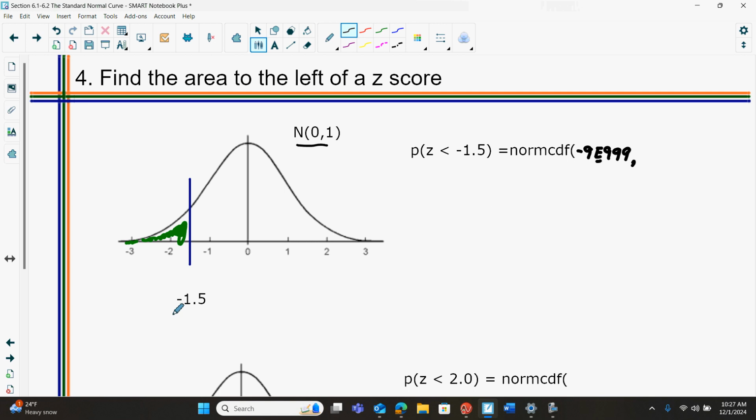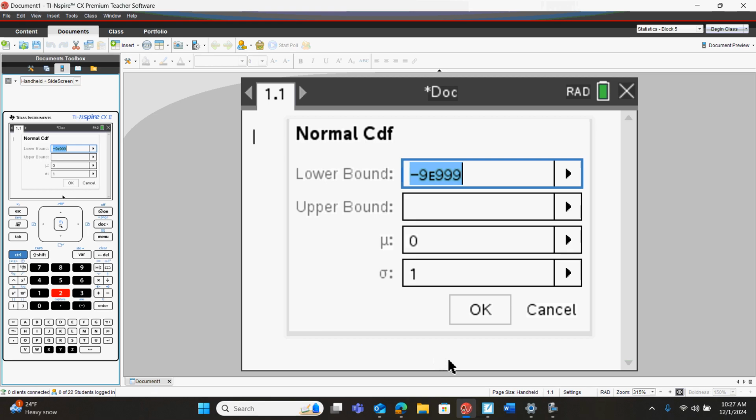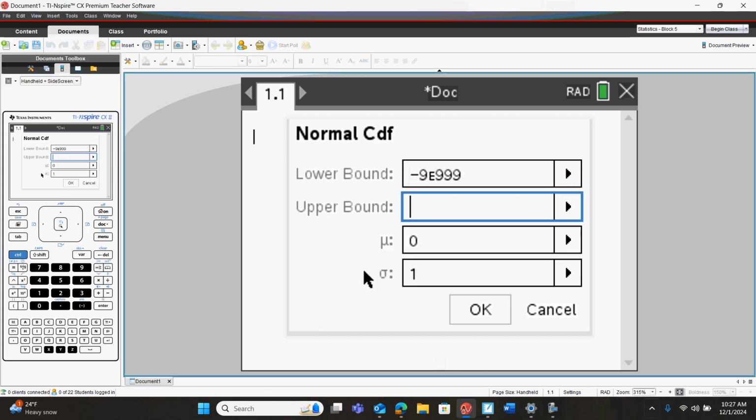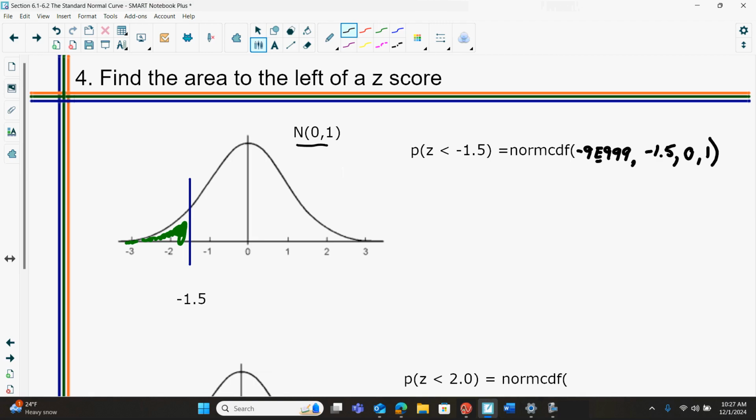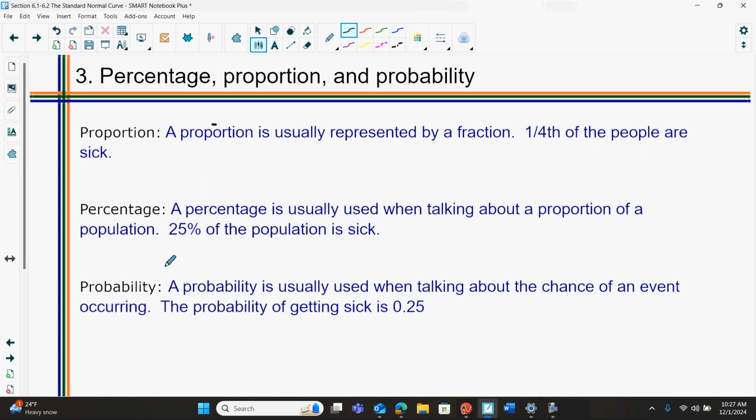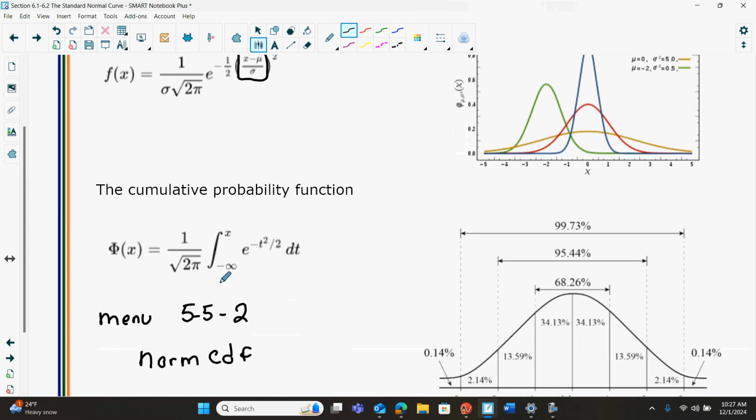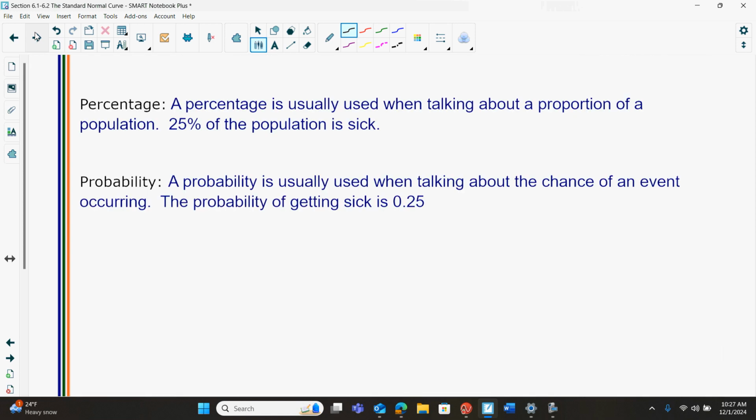All right, our upper bound is our z-score, which is negative 1.5. And then your next two would be your mean, and then your standard deviation, which we're going to leave alone. The nice thing is the calculator does default to negative 9E999, because if you remember in the function, for those of you that know calculus, this integral, this is your lower bound, negative infinity right here. If you don't know calculus and you don't know what I'm talking about, ignore that part. But if you are taking calc currently, you'll know what that means.